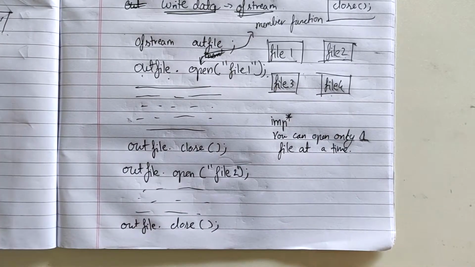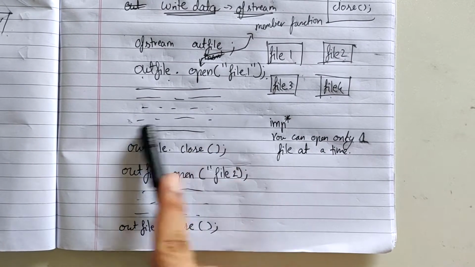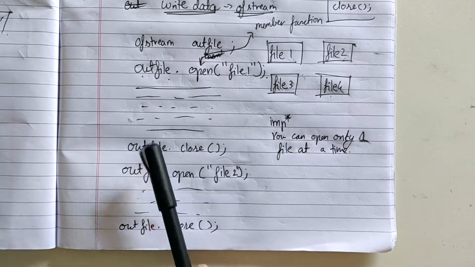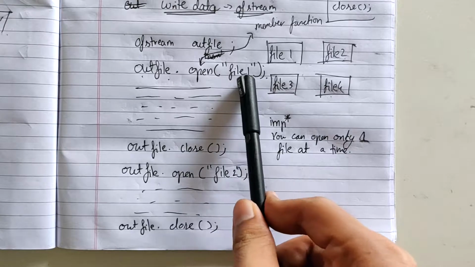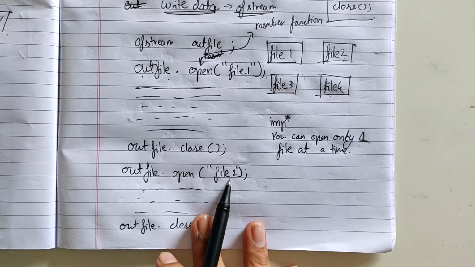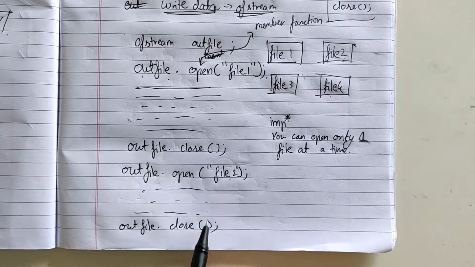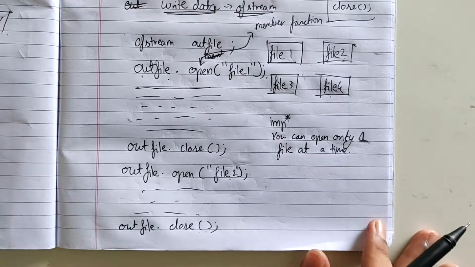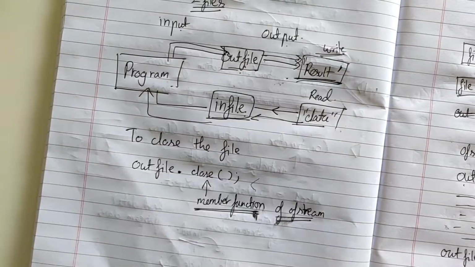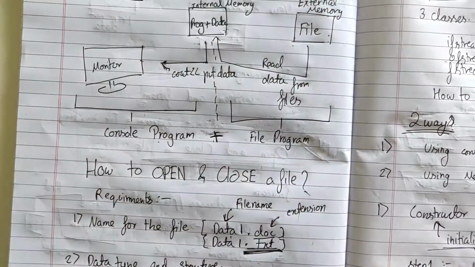So I've opened the first file. I did something on the first file. Outfile.close will close the first file. And now I open the second file, because I can open only one file at a time. I work on the second file and I close it again. So this is it. This is what we did as of right now.